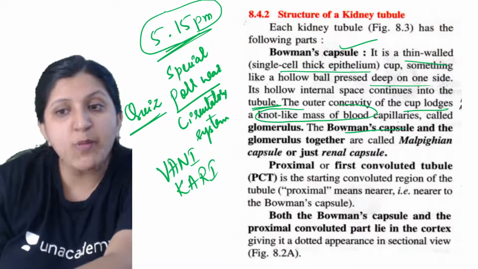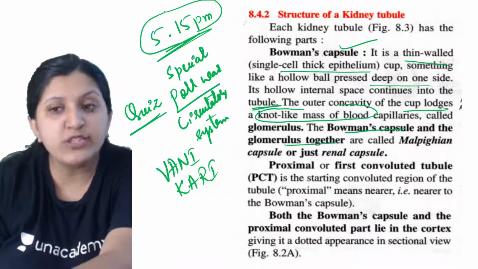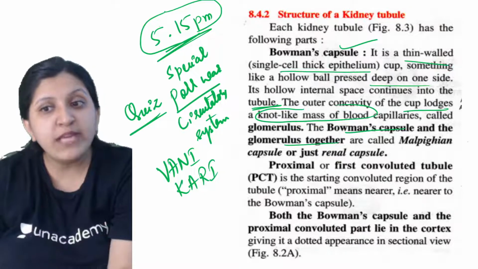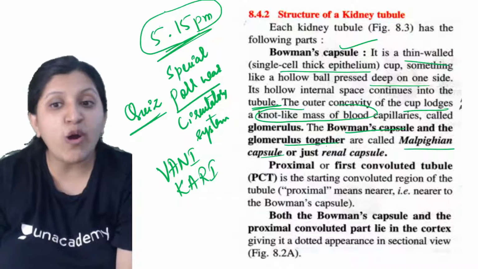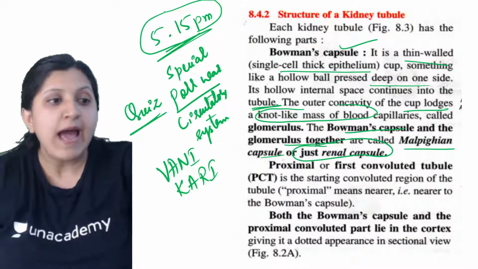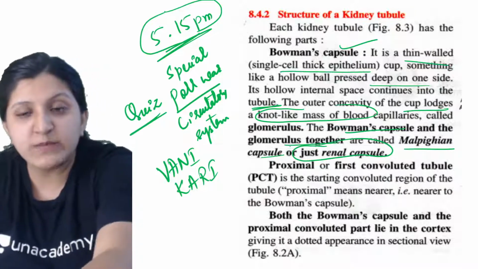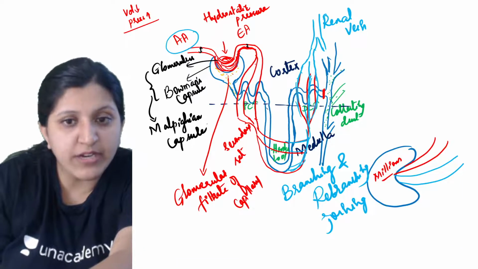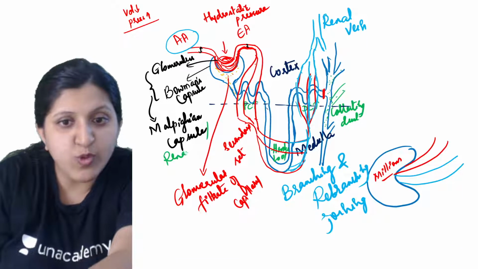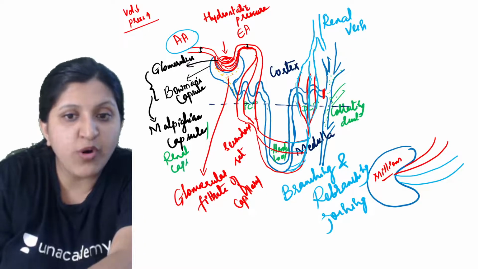This Bowman's capsule and the glomerulus together, both of them together, we call it a Malpighian capsule or just the renal capsule. Again, know the alternate names which are mentioned. Here I have drawn Malpighian capsule, I have written. Renal capsule also can be mentioned for this one.